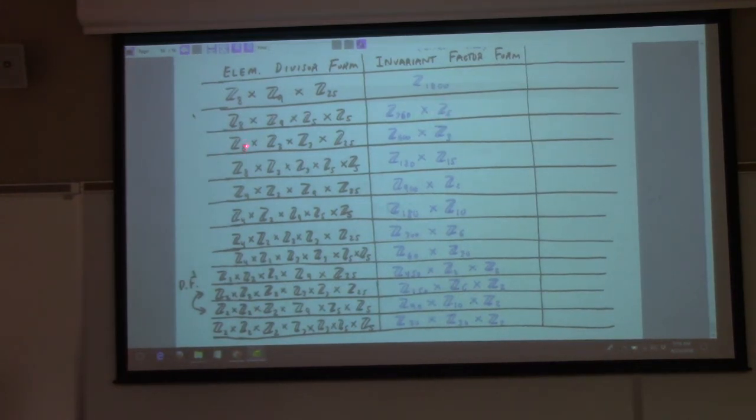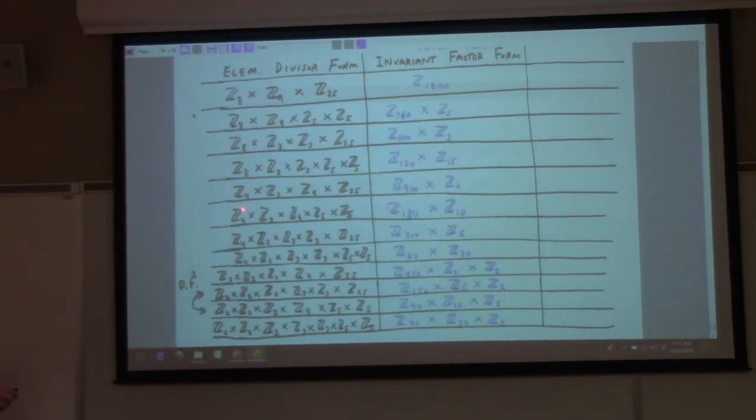Here, you pick an 8, you pick a 3, you pick a 25. That gives you 600 and a 3 left over, right? Right here, look at this. You pick an 8, you pick a 3, you pick a 5. 8 times 3 is 24 times 5 is 120. Then for the next one, you're left with this 3 and this 5. That gives you the 15.